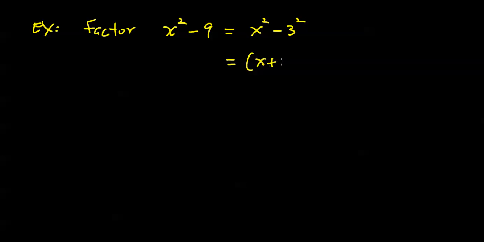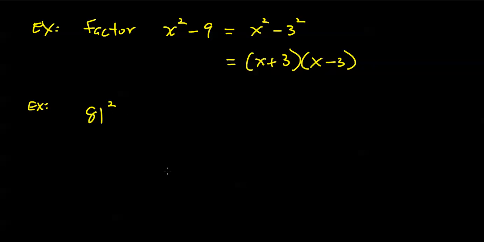Example. Let's say I factor x squared minus 9. Maybe this is a little too simple for us, but I think we can easily claim this is equivalent to x squared minus 3 squared. 9 is certainly a perfect square. And of course, according to our pattern, this will factor as x plus 3 times x minus 3.